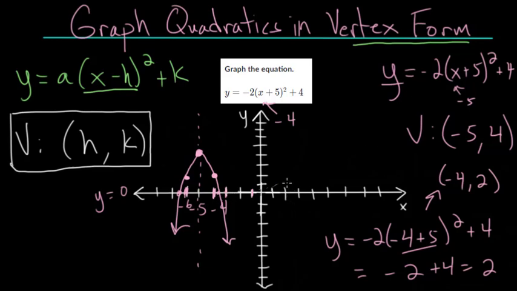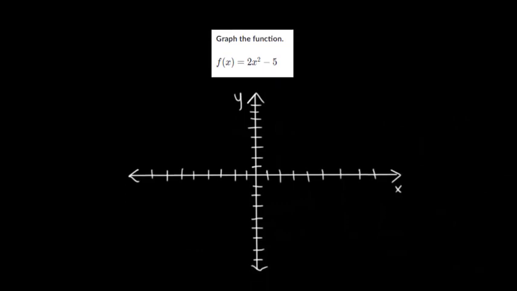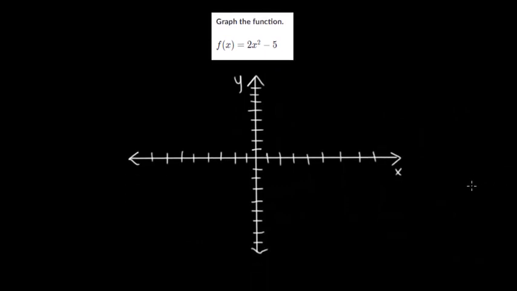So with all of that in mind, let's try another one. So the general strategy, we need to find the vertex and then use symmetry. We'll pick one point next to the vertex, find its coordinate point, and then use symmetry to find a third point on the other side of the vertex. So this function we have, f of x is 2x squared minus 5.